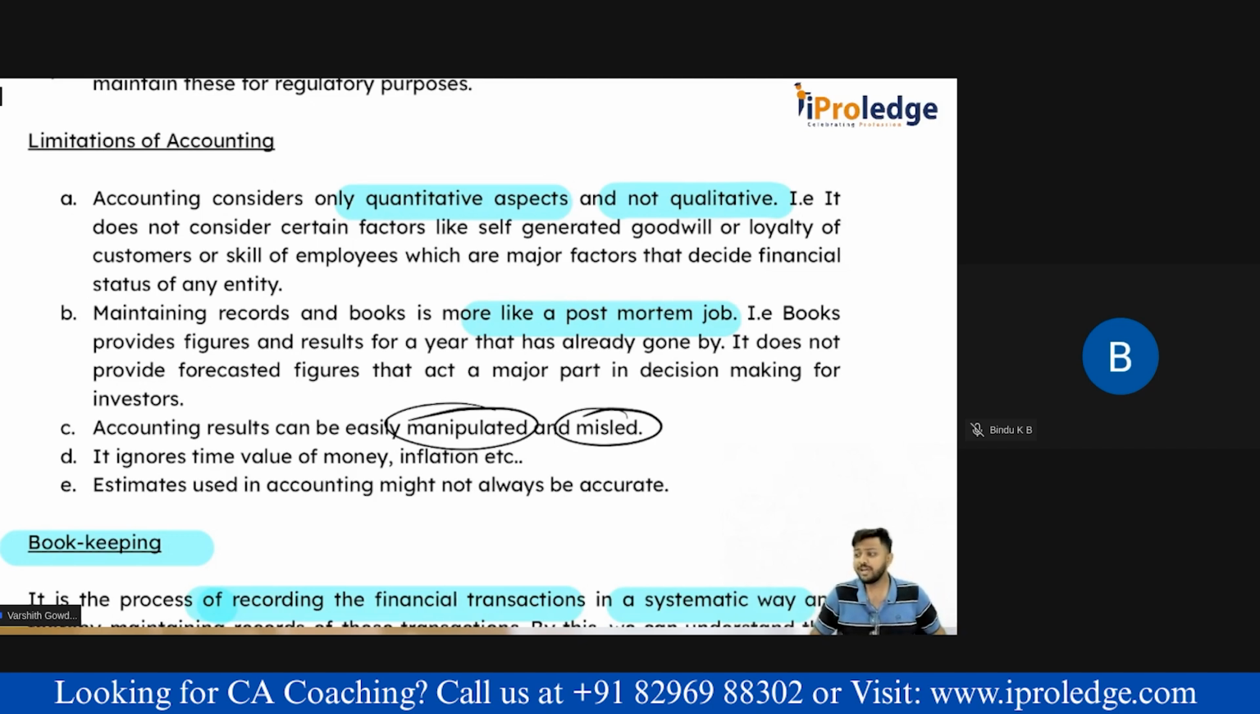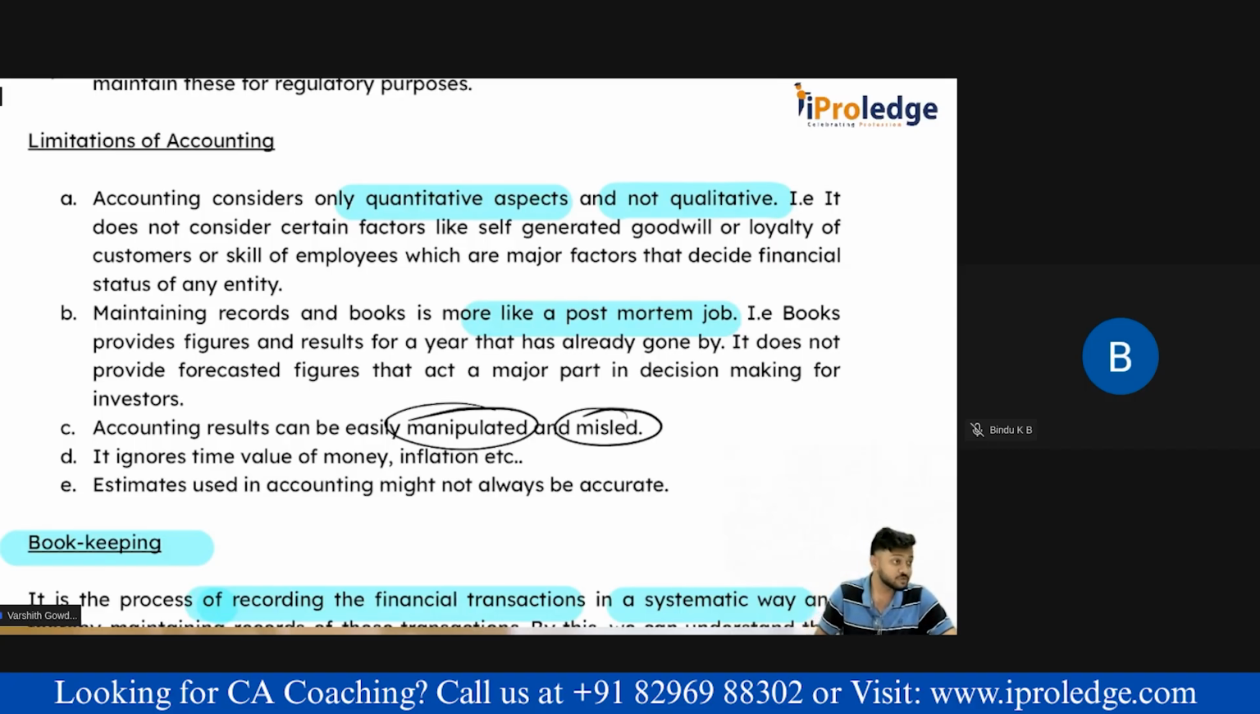Then, estimates used in the accounting might not always be correct. Do we use accounting estimates in accounts? Yes, we use them. Where do we use them? Any examples that you can give? Many places we use. You give me one example. In depreciation, yes, thank you. I'll take it.